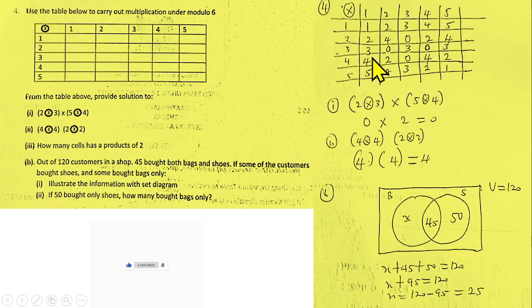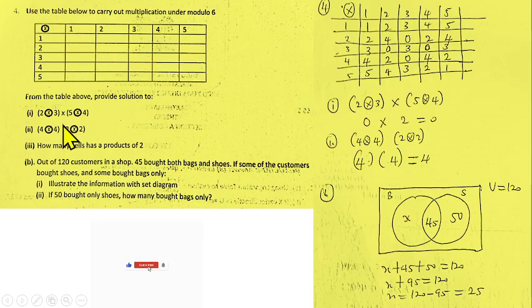Again you go again. 4 times 1 is 4. 4 times 2 is 8. You cannot write 8 here, but 6 in 8 is 1, remainder 2. Then 4 times 3 is 12. 6 in 12 is 2, remainder 0. Then 4 times 4 is 16. 6 in 16 is 2, remainder 4. Then 4 times 5 is 20. 6 in 20 is 3, remainder 2. If you do 5 again, you have this. So this is the table you have to complete here.